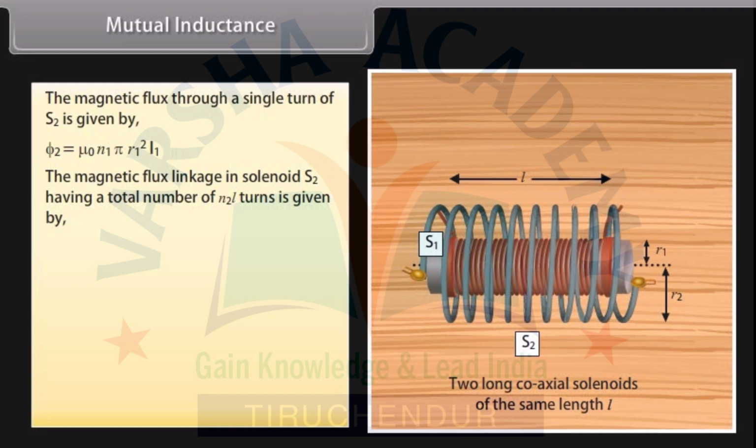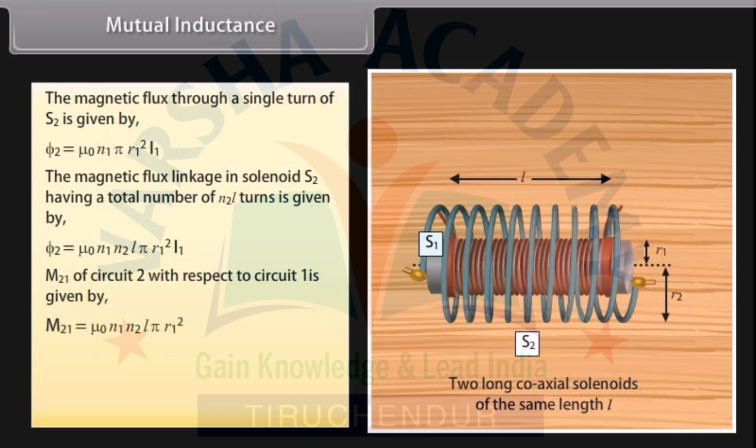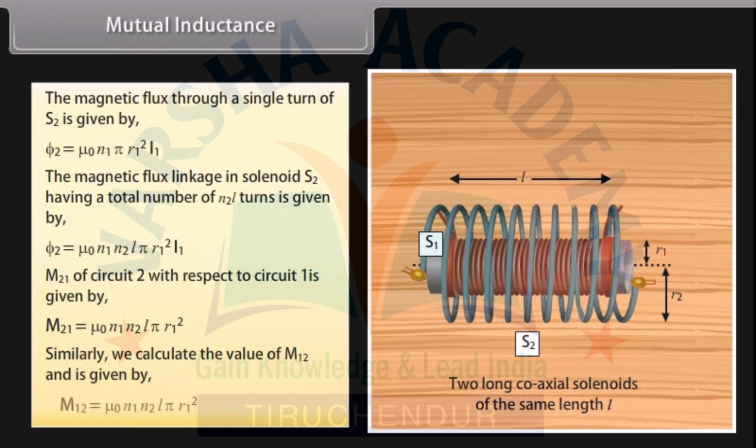The magnetic flux linkage in solenoid S2, having a total number of N2L turns, is given by mu naught N1 N2 L pi R1 square I1. The mutual inductance M21 of circuit 2 with respect to circuit 1 is given by mu naught N1 N2 L pi R1 square. Similarly, we calculate the value of M12, which is given by mu naught N1 N2 L pi R1 square.